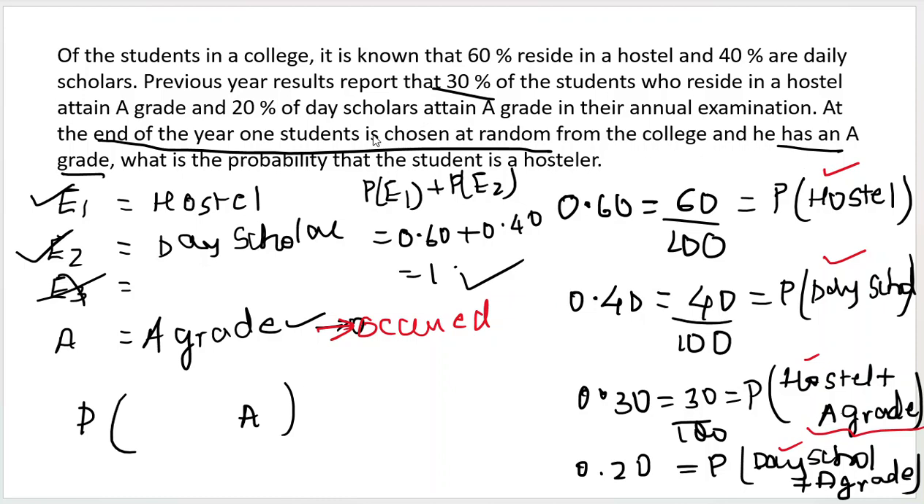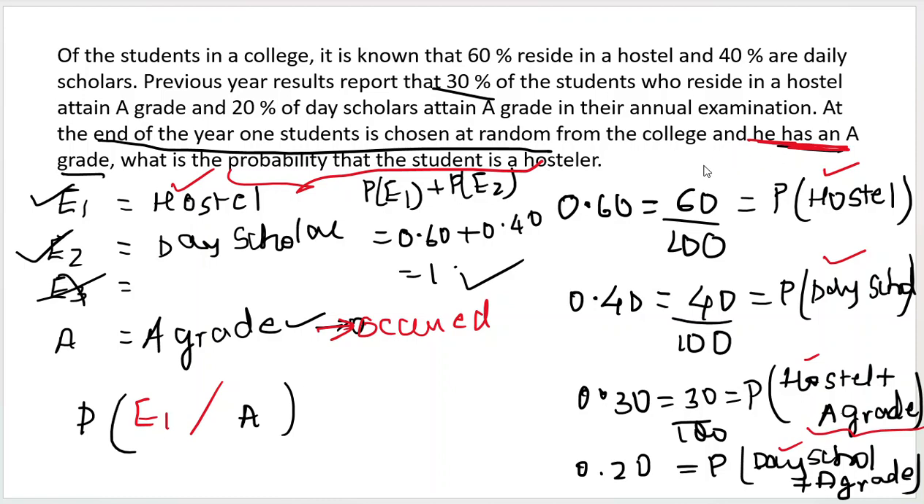We are told that a student is chosen and he has an A grade. We are not told to find the probability that he has A grade. We are told that he has an A grade. That means the event of getting A grade, which is the event A, has already happened. But we are told to find the probability that the student is a hostelier. That means we now have to find the probability of event E1, given that A has already occurred.